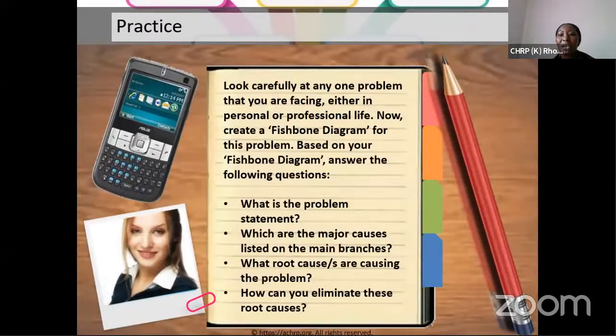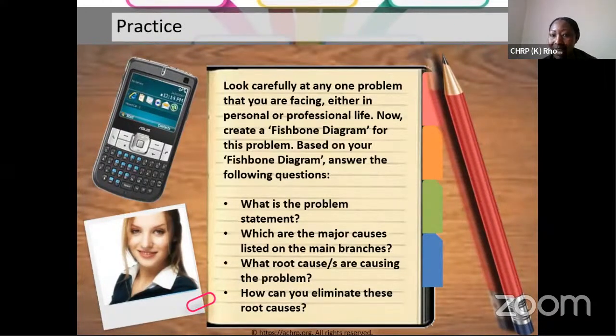And for me, it's just maybe a practice, and how we practice, I'll tell you to carry home an exercise after the end of this session: look carefully at one of the problems that you're facing. This is not even in an organization, it can be at an individual level, either in personal or professional life.